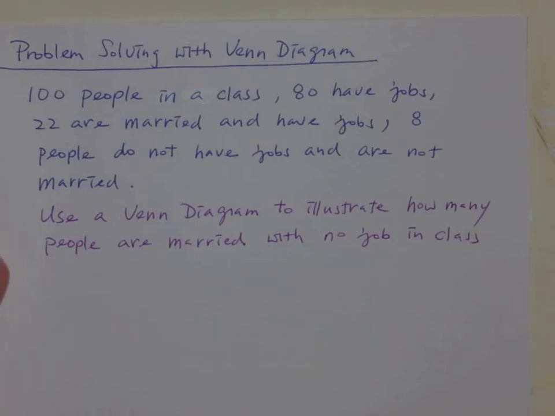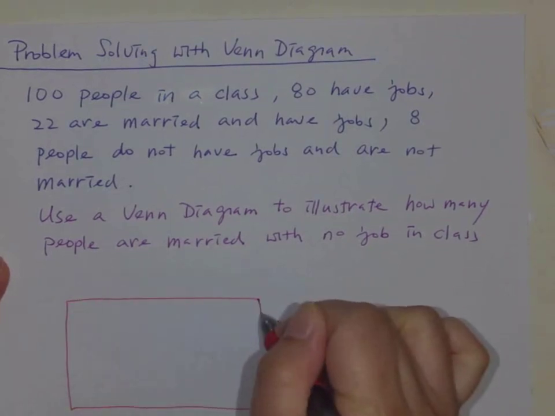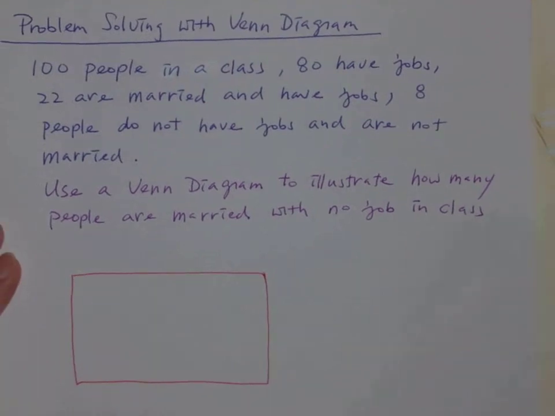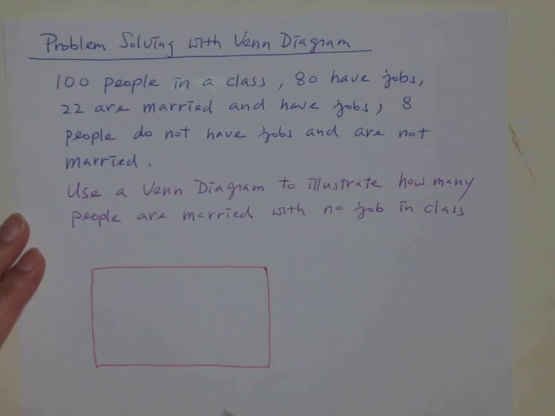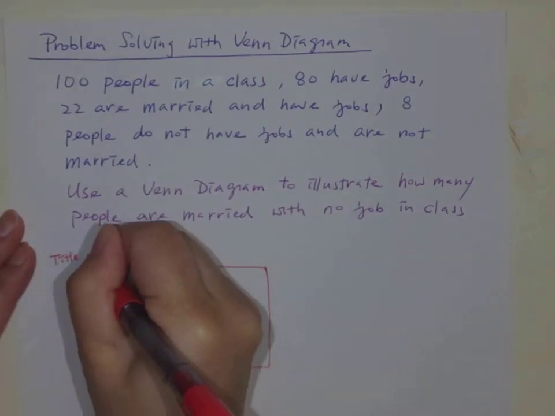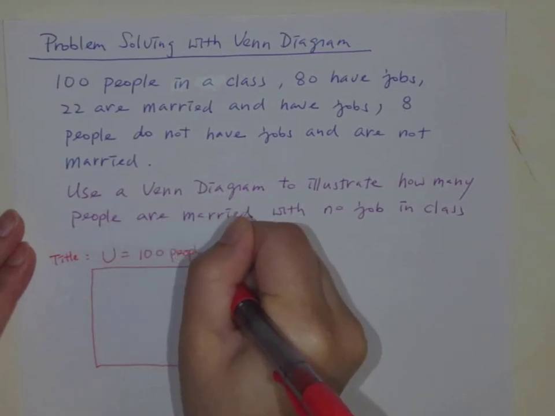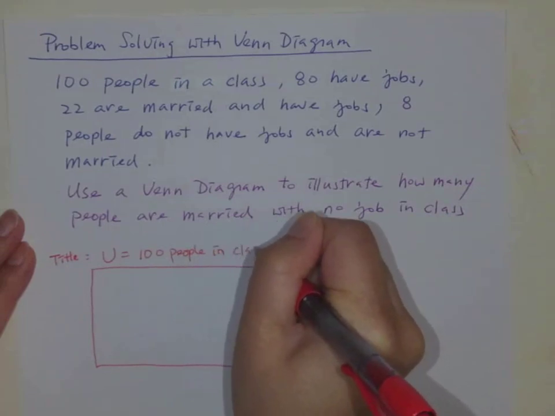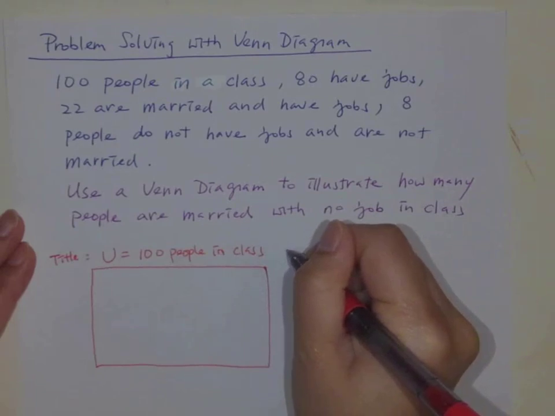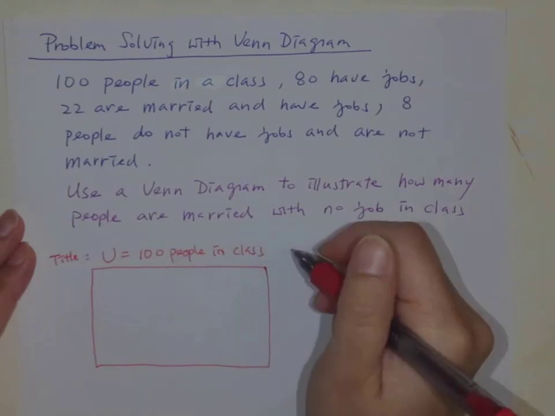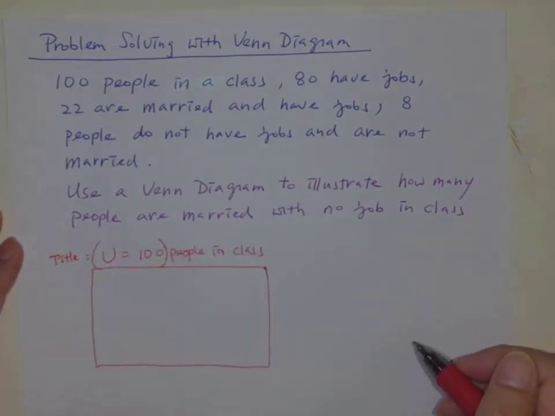So because this is a Venn diagram, right? So we normally use a box to represent the universal set. So the universal set is going to be 100 people in class, right? So make sure you have a title. I'm going to say universal set equal to 100 people in class. All right. So basically, I can do this. So U equal to 100 is about people in class.